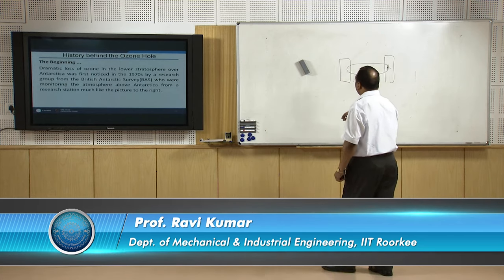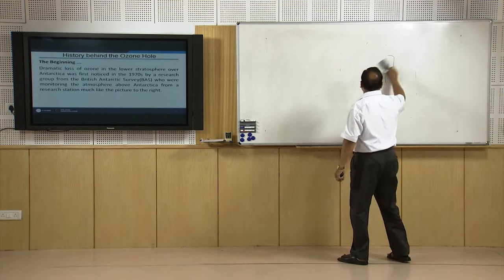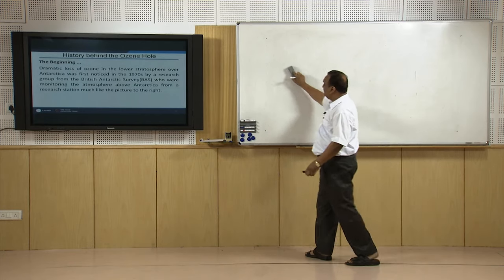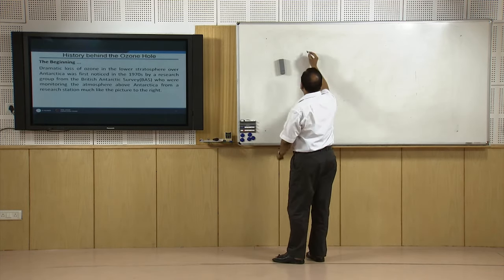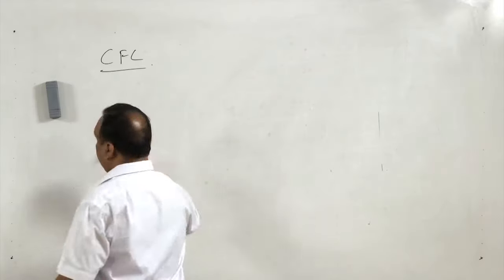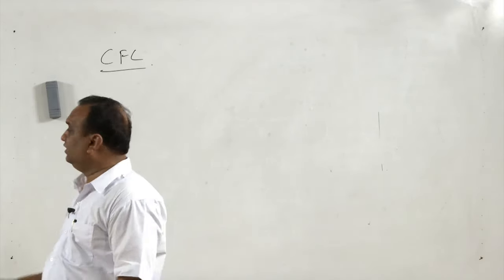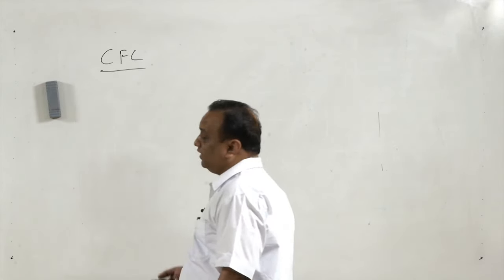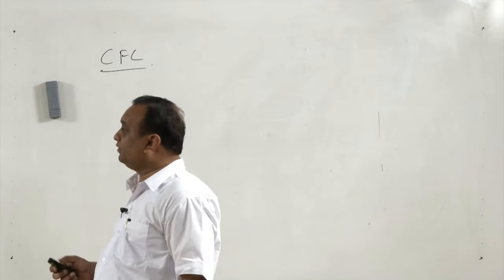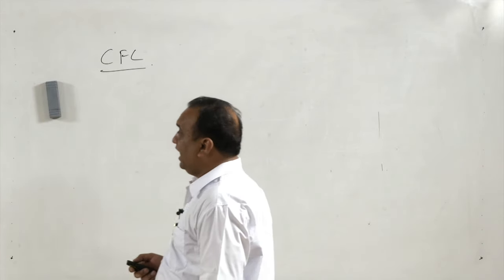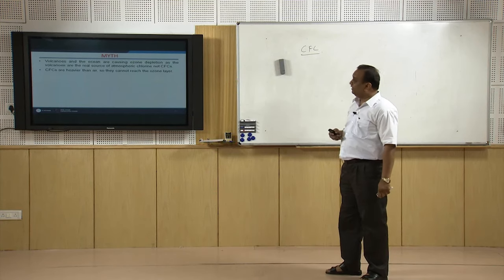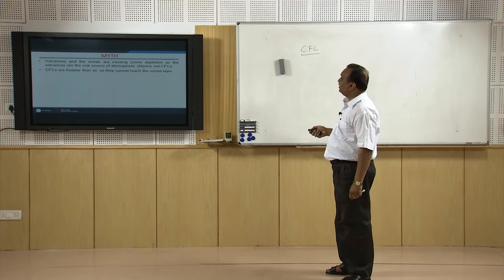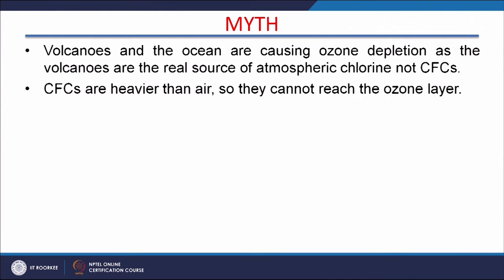Now, ozone depletion. It was noticed in 1887 that CFCs are damaging the ozone layer and causing the hole in the ozone layer, and they are contributing towards global warming as well. But the damage to the ozone layer was the main concern. And regarding the ozone layer damage, there were certain myths also, like volcanoes and oceans are causing ozone depletion, as the volcanoes are the real source of atmospheric chlorine, not CFCs. This was propagated at that time.